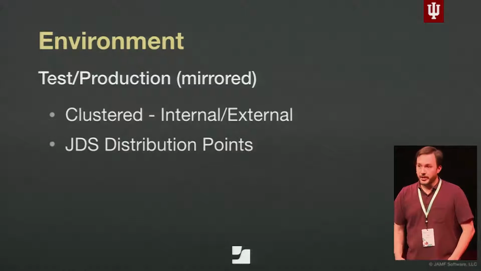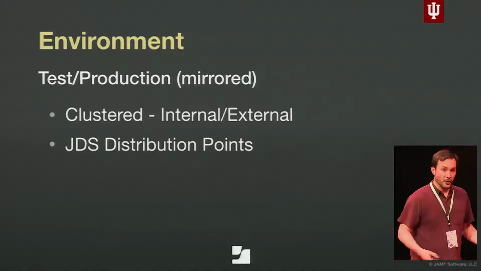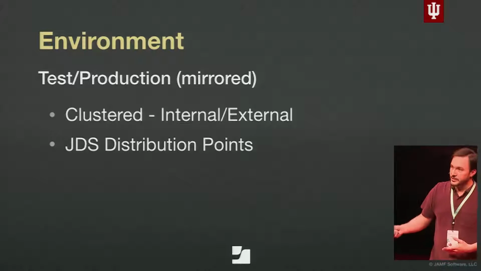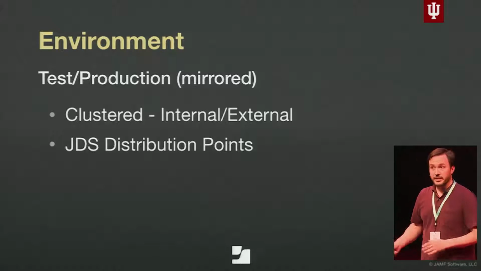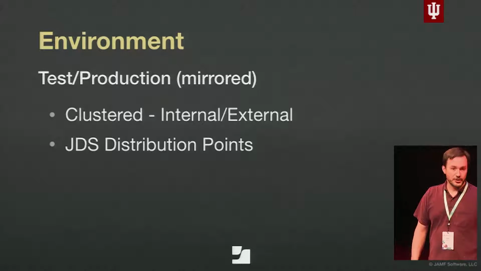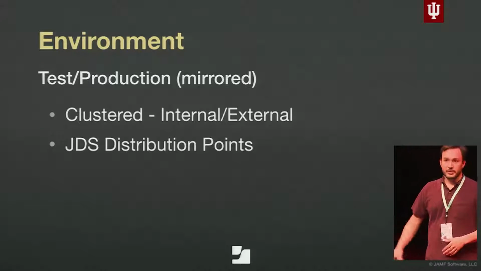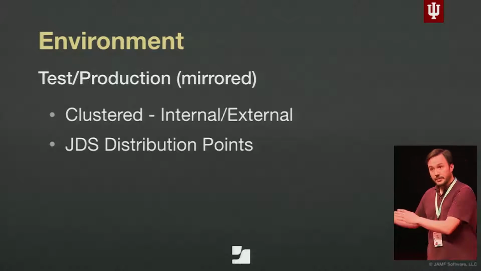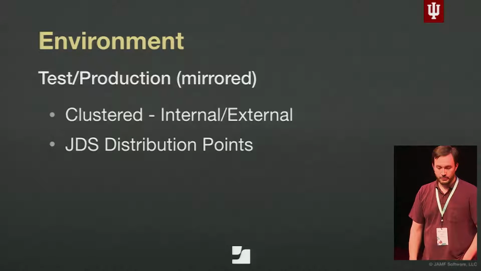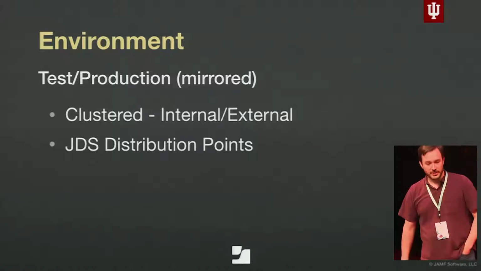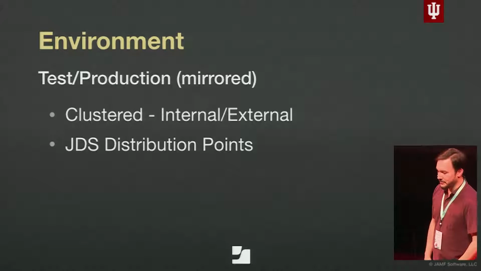So, a little bit about our environment. I'm not going to go into high amounts of detail about this. This is just so you kind of understand our workflow a little better. We have a test and a production environment that are clustered. They're mirrored, which means that for every server I have in production, I have a server in test that is configured exactly the same. This is because we do test validation in that environment before we move into production. We also use JDS distribution points, for better or for worse. Mostly for better. I like JDS for the most part.